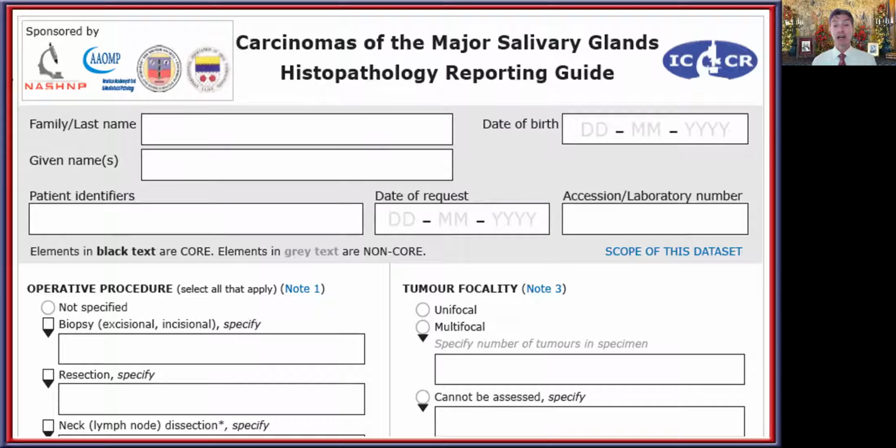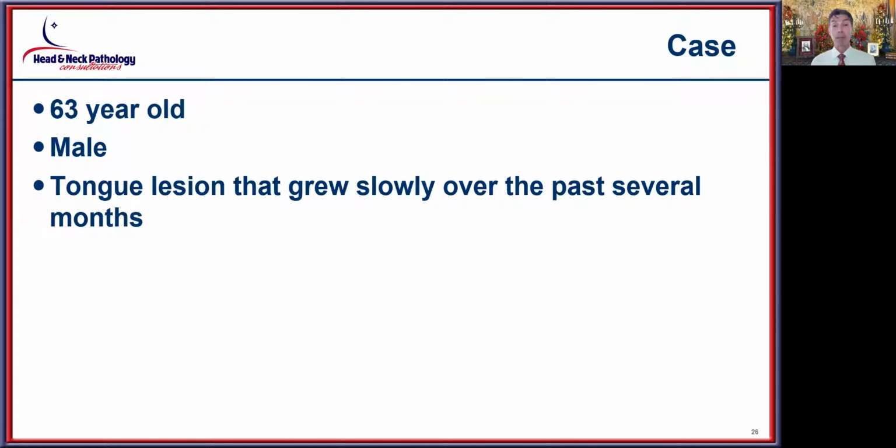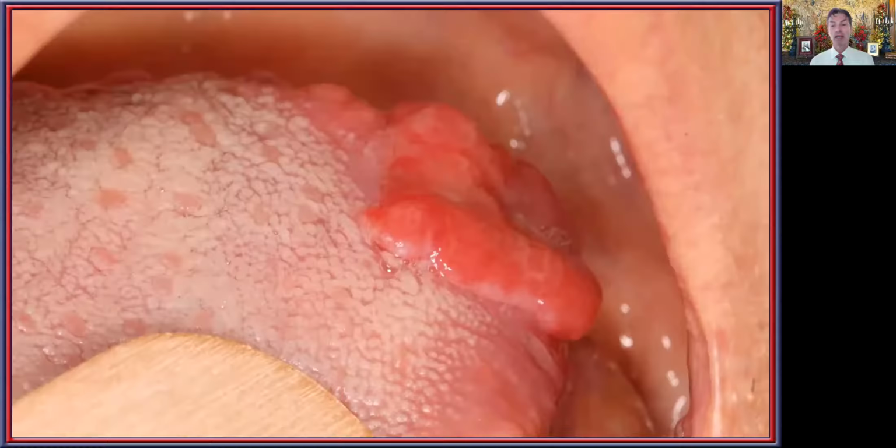So it's a very nice way to have standardization globally for these particular tumor entities. So let's try the case. A 63-year-old man presented with a tongue lesion that grew slowly over the last several months. Here is an example of this lesion, and you can tell that it really is quite large and expanding out into the base of the tongue area.